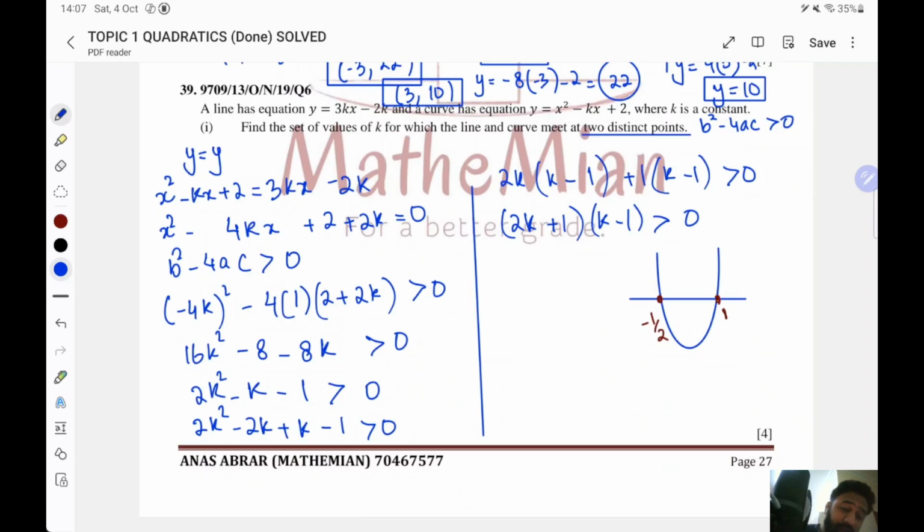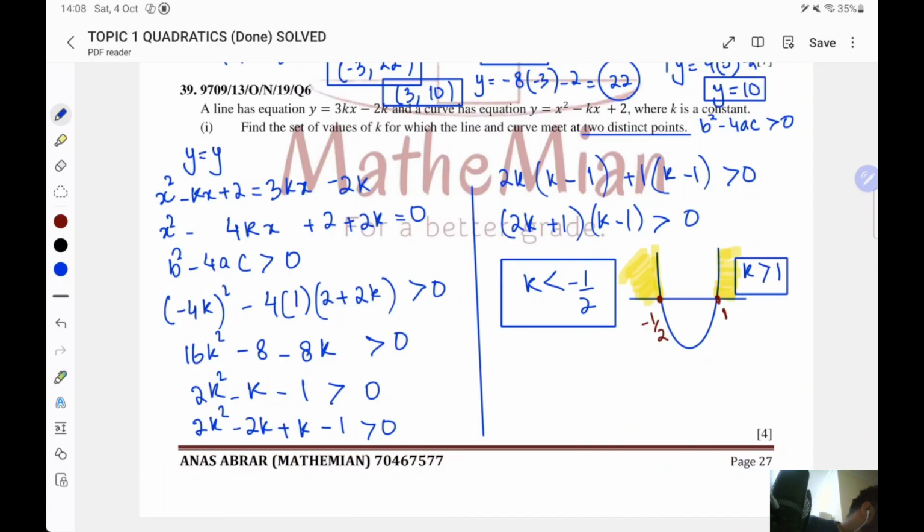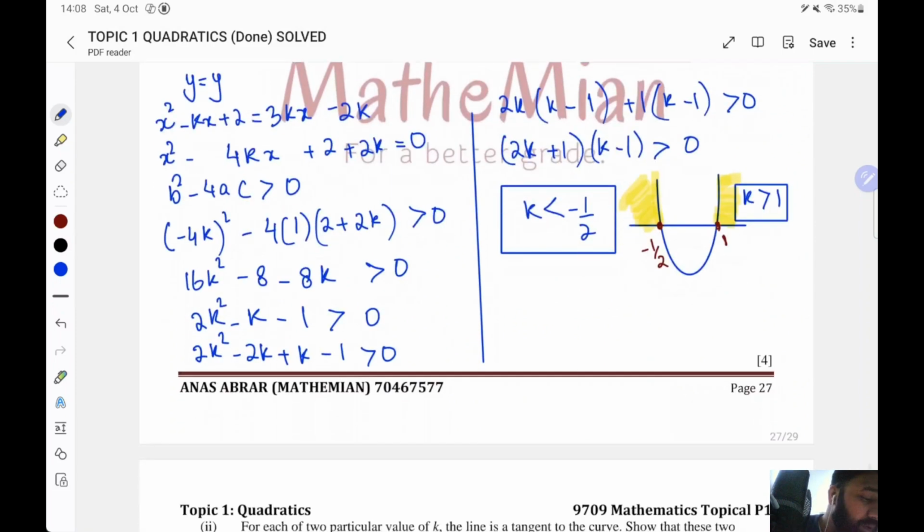It says greater than 0, so it means the region above the x-axis. Region above the x-axis means these two parts. So one answer for k will be less than minus 1 by 2, and the other answer for k will be greater than 1. I hope that makes sense to you all. Let's move forward to the next part.